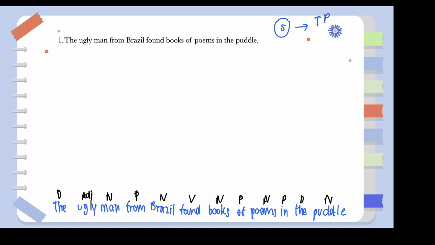So next we analyze the complement, the adjunct, and the specifier. Okay, so we have the noun phrase, "the ugly man from Brazil," and we have our verb phrase, "found books of poems in the puddle." So for "the ugly man from Brazil," definitely the head is "man," and "from Brazil" modifies man as the adjunct. And "ugly" is also an adjunct.